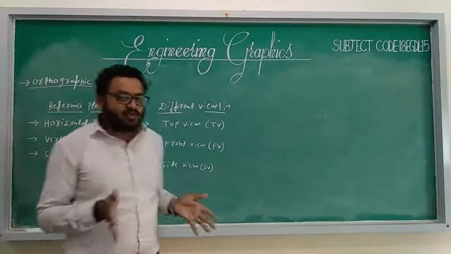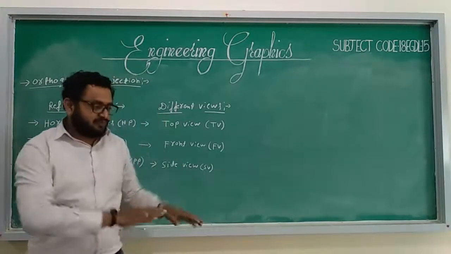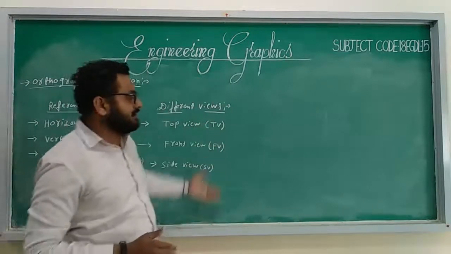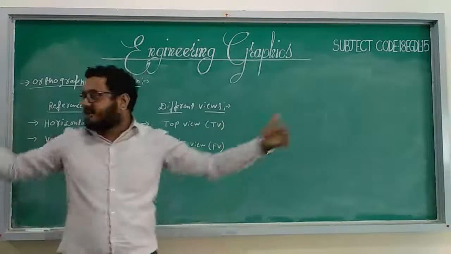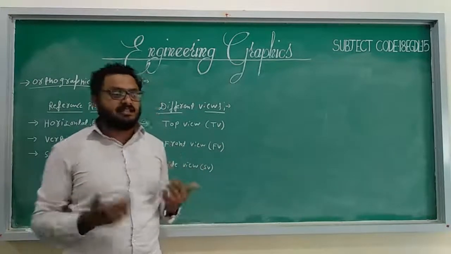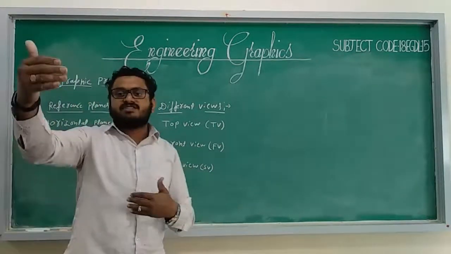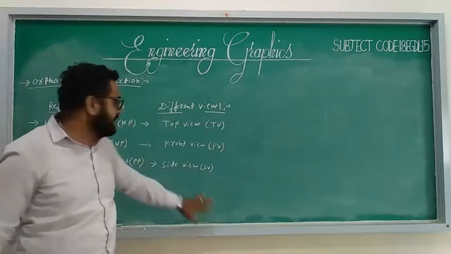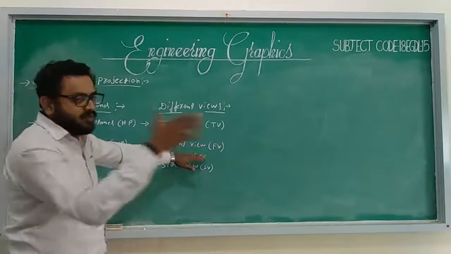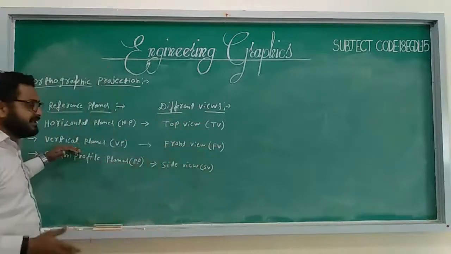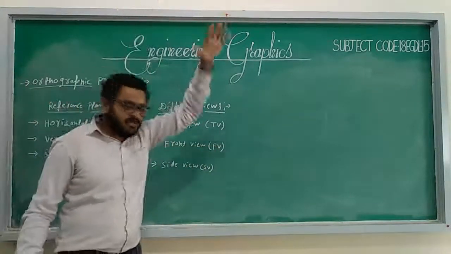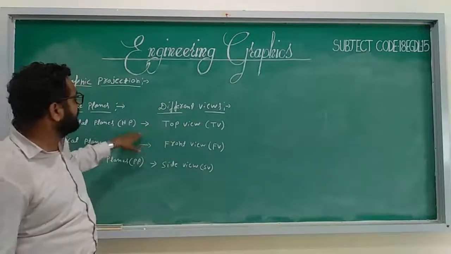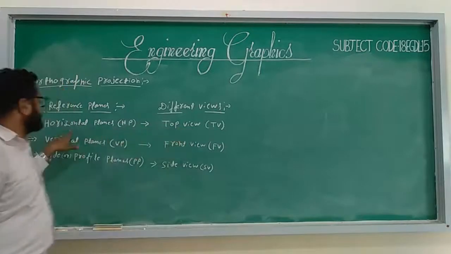If you are in a room, think of the floor as the horizontal plane, the wall as the vertical plane, and the side walls as the profile planes. If you are sitting in front and you can see the object, the front view will come on the vertical plane. When you see it from the top, the shadow will fall on the floor, that is the horizontal plane. The top view will always be on the horizontal plane.